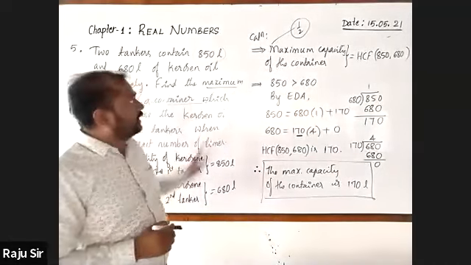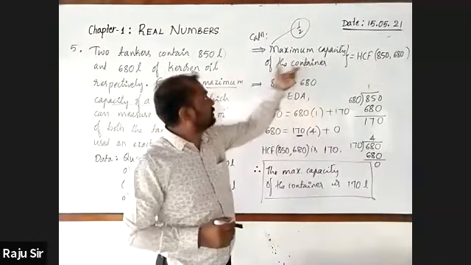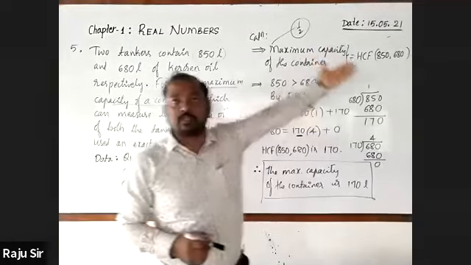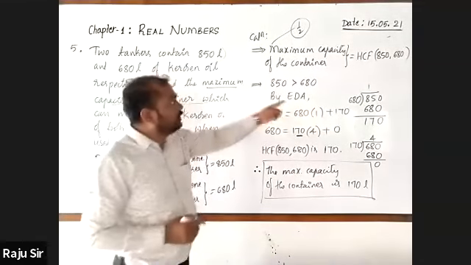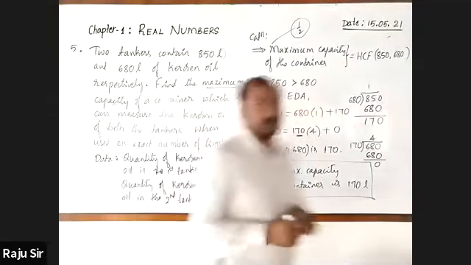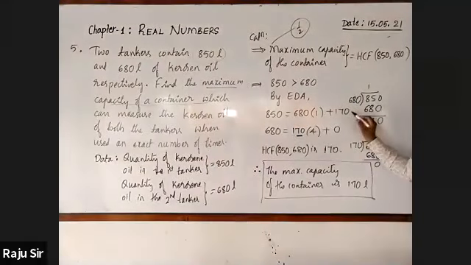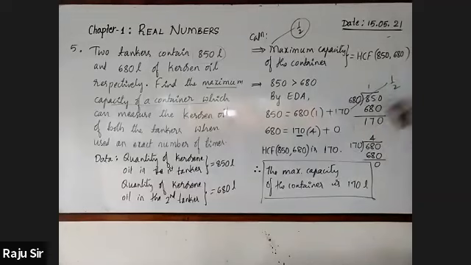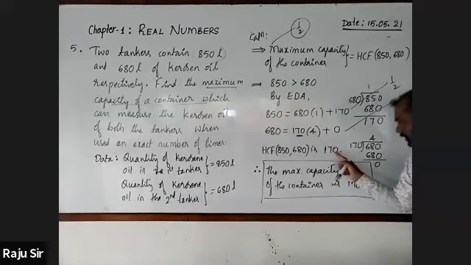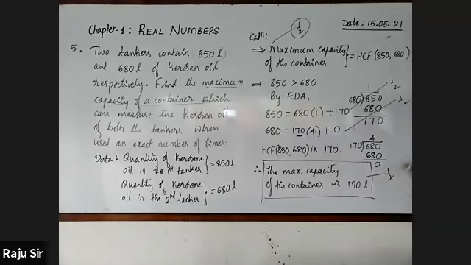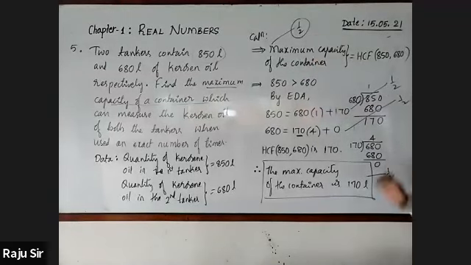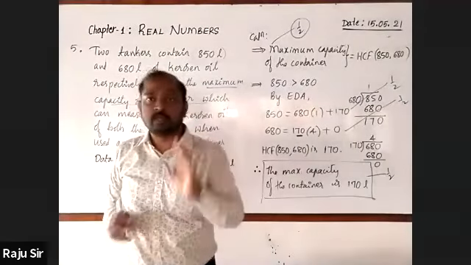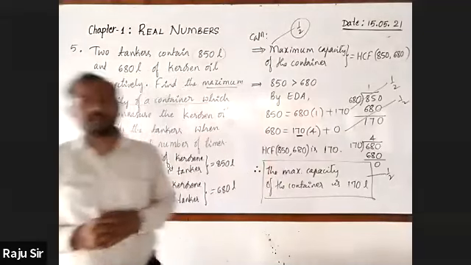Including the data, to give this information, that the maximum capacity of the container can be found out by using the concept called HCF, it is half mark. Next, for using Euclid's division algorithm or lemma, for each step, half marks. And you'll find that HCF is 170, including this conclusion, half marks. Now, you may count it: half plus half plus half plus half. Totally, it is for 2 marks. Even the previous problem as well is also for 2 marks.